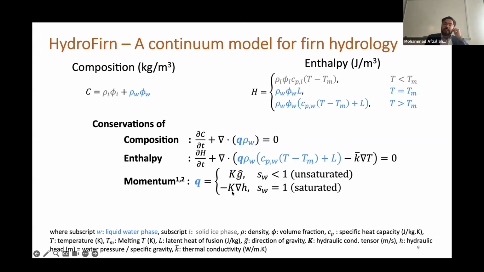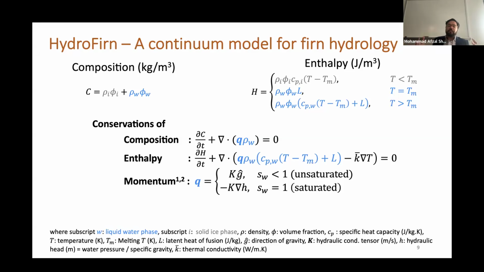Q is defined from Darcy's law, which is what we discussed. In the unsaturated region, since we have neglected capillary forces completely, it's equal to the unsaturated hydraulic conductivity in the direction of gravity. So if it is vertically downward, it's a one-dimensional process. It's not a 3D process in the unsaturated region. But as soon as you form these saturated regions where S_W is 1, there you need to solve for total pressure and then use Darcy's law. And that could be three-dimensional. I can talk more about this one-dimensional, three-dimensional numerical framework in the Q&A, but we developed this entire model and we call that HydroFirn.